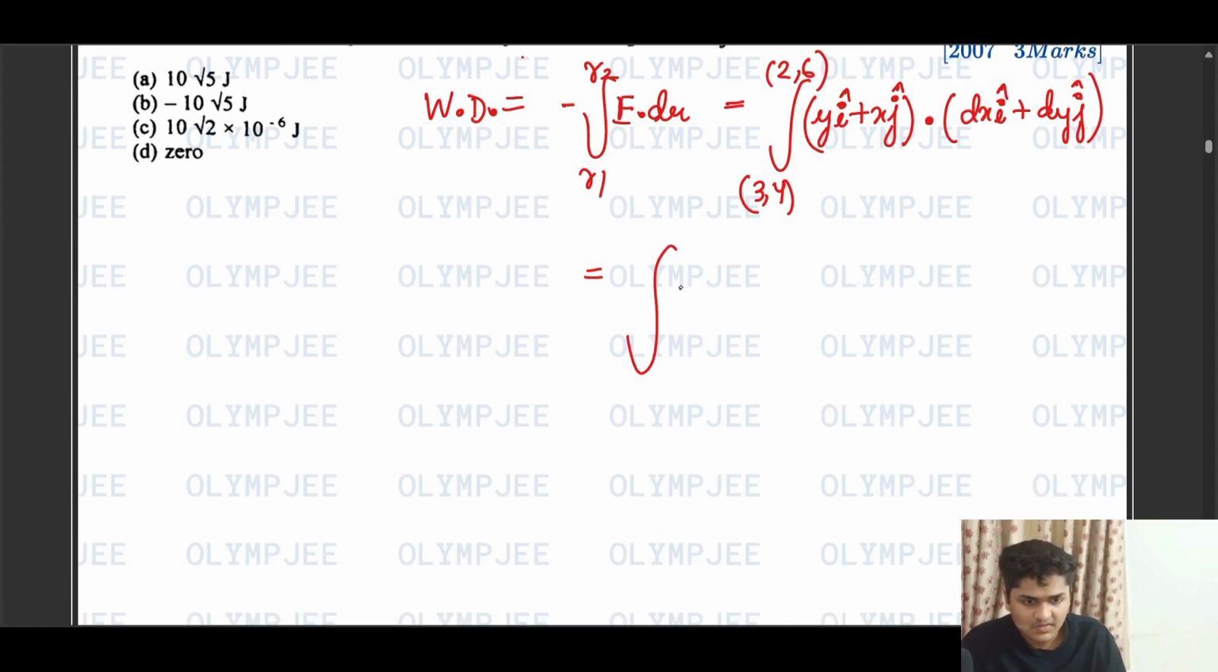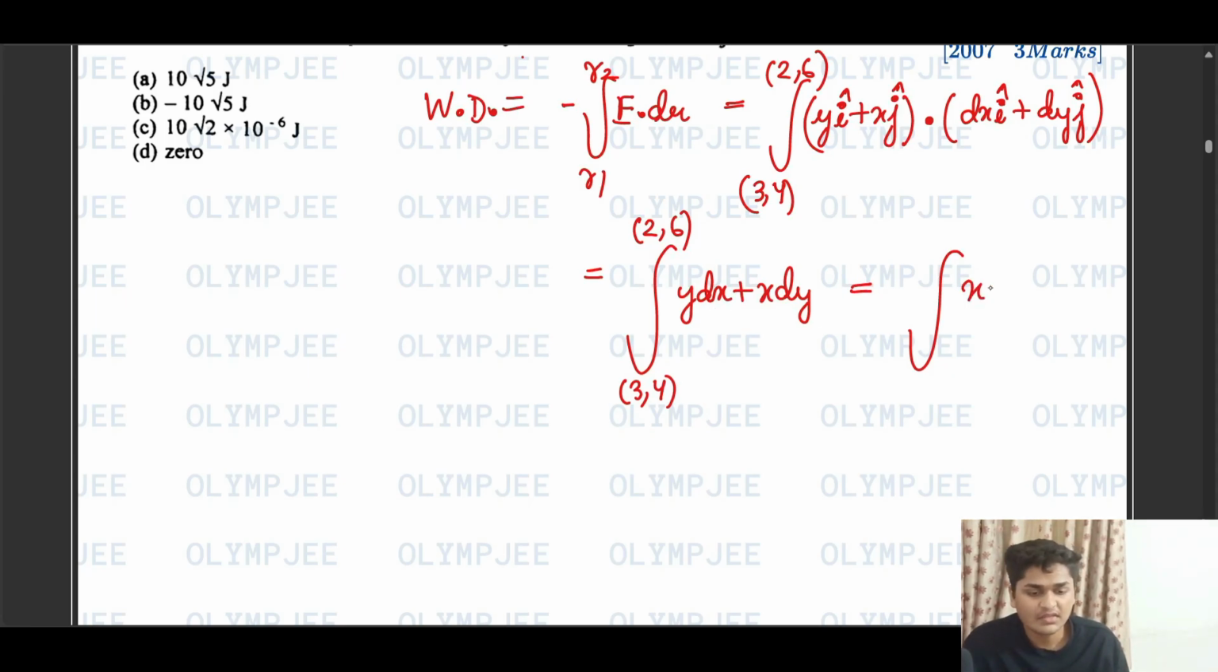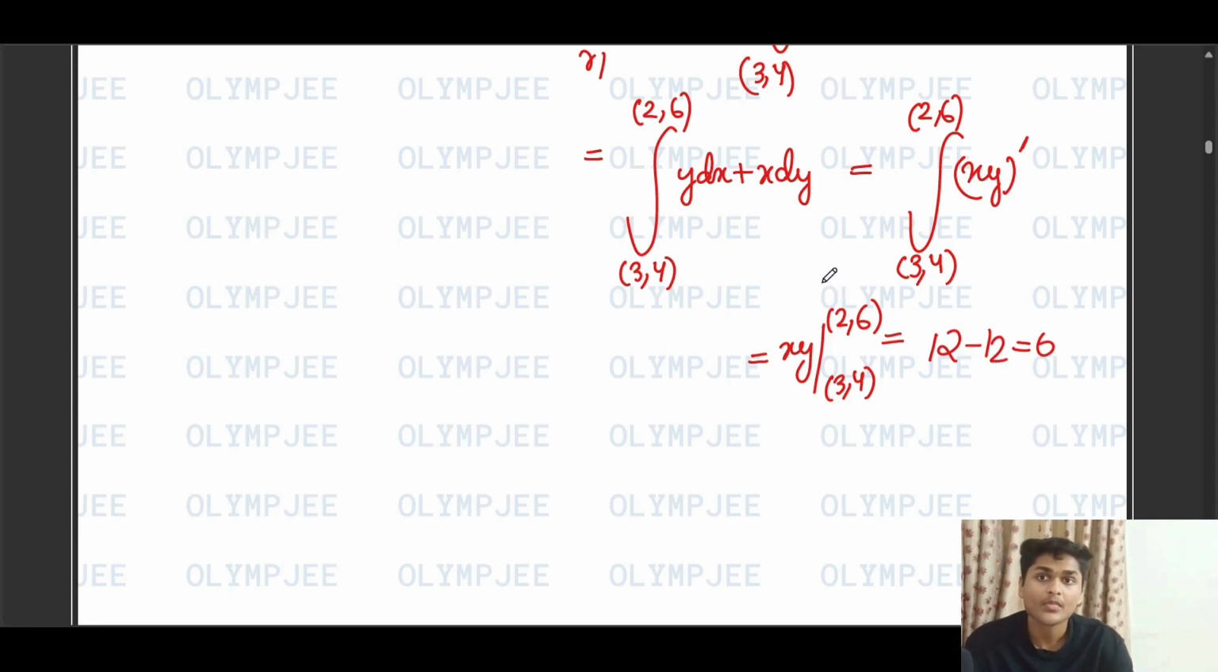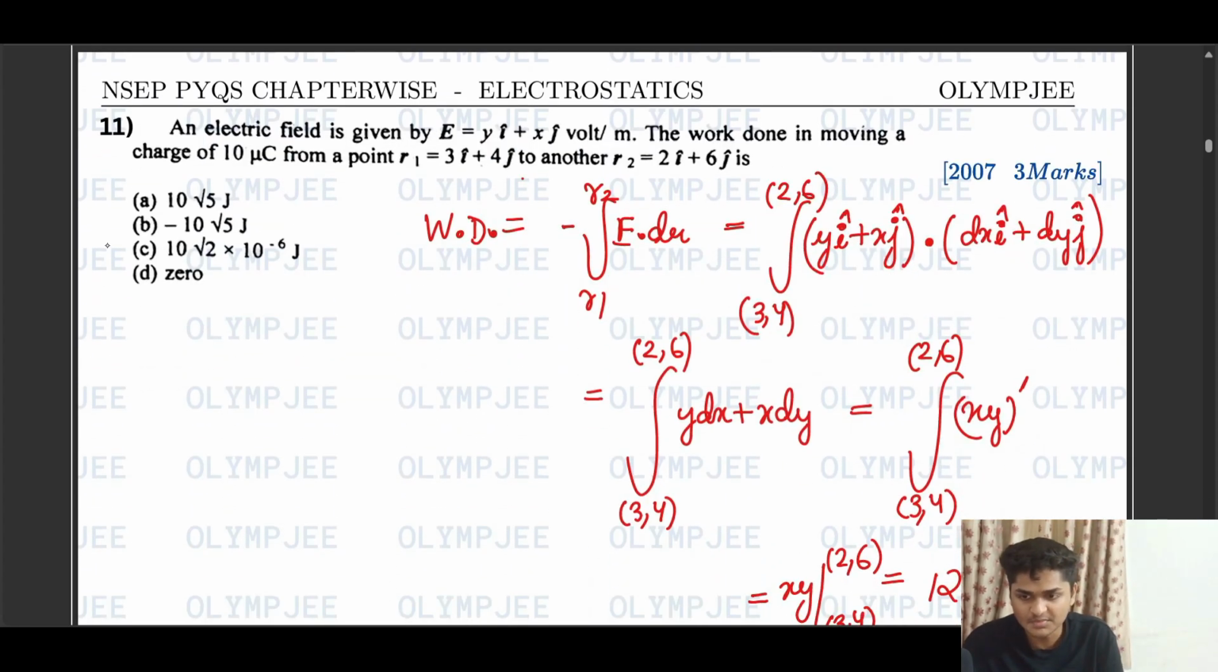So this will become y dx plus x dy from 3,4 to 2,6. We know that y dx plus x dy is the differential of xy. So we can write this as the differential of xy. On integrating, it will become xy from 3,4 to 2,6, which will give us 12 minus 12, which is 0. So the answer is option D.